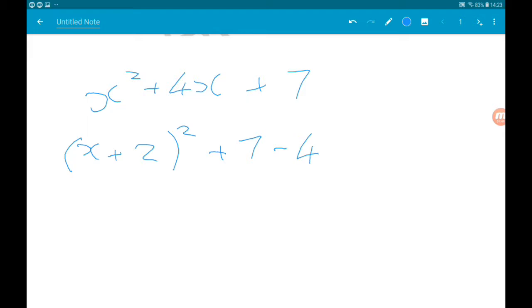So finally we get (x add 2) squared add 3. Cool. So that's part A.